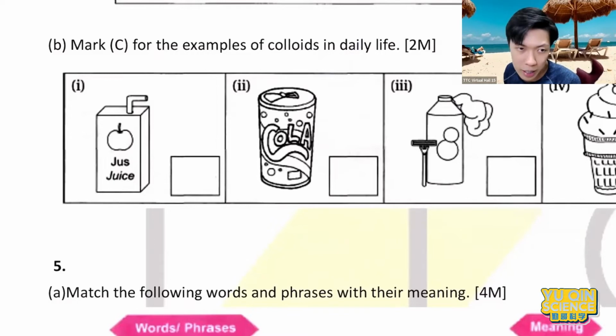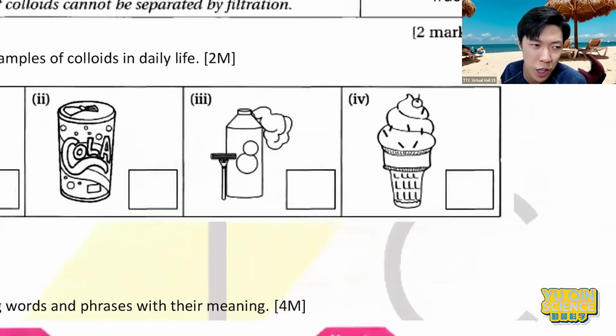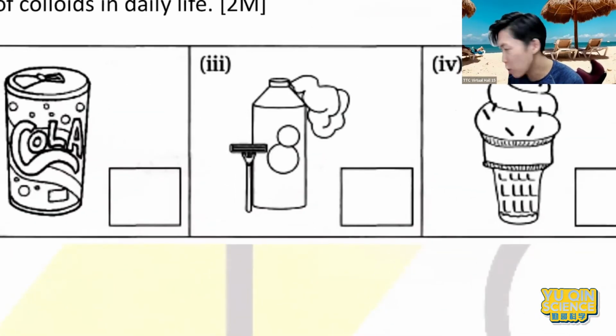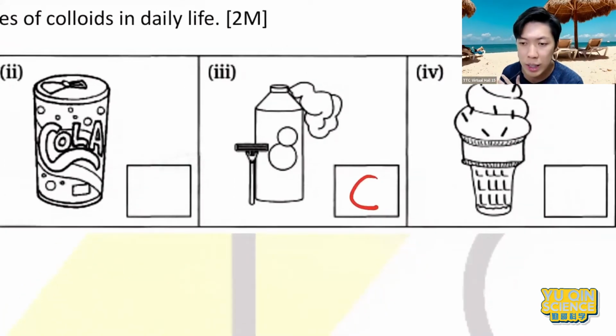Okay, so shaving cream, the whole cream is white color, uniform in color. Is it transparent? Not really. Can light pass through? Not really. If you try to filter the shaving cream or whipping cream, I don't think anything will be on the filter paper, right? So that should be colloid. So that's how you differentiate, basically.